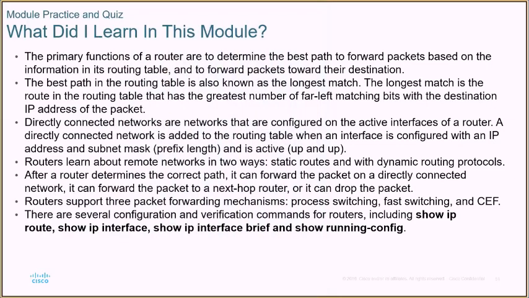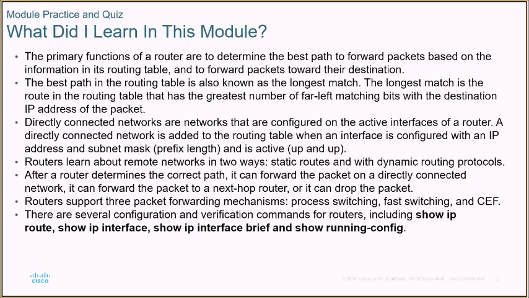So, in summary, the primary functions of a router are to determine the best path to forward packets based on information in its routing table, to forward packets toward their destination. The best path in the routing table is also known as the longest match. The longest match is the route in the routing table that has the greatest number of far left matching bits with the destination IP address of the packet.